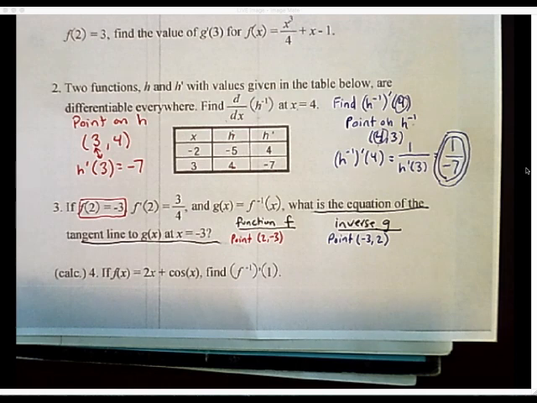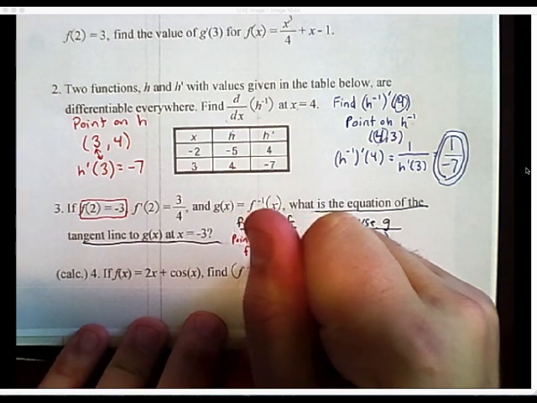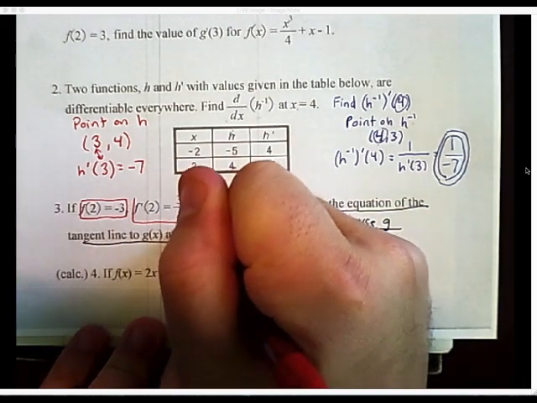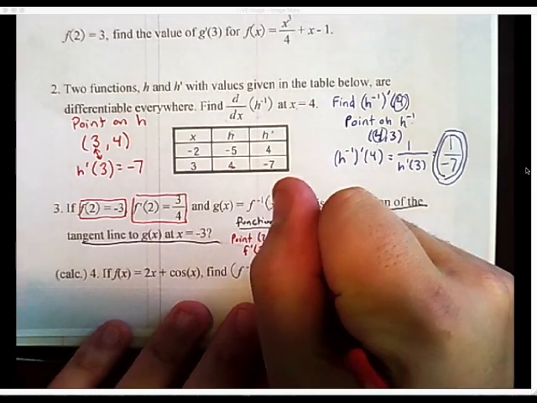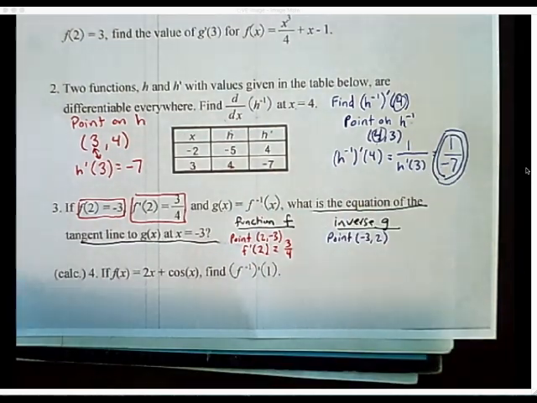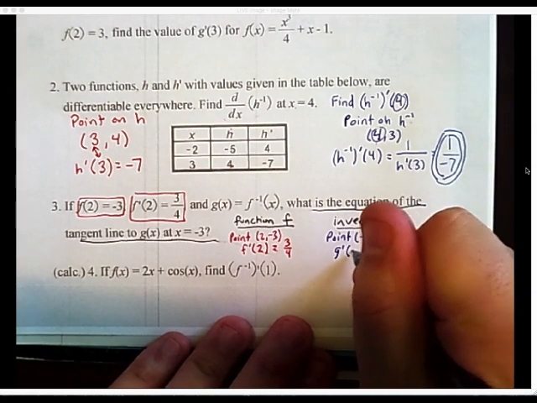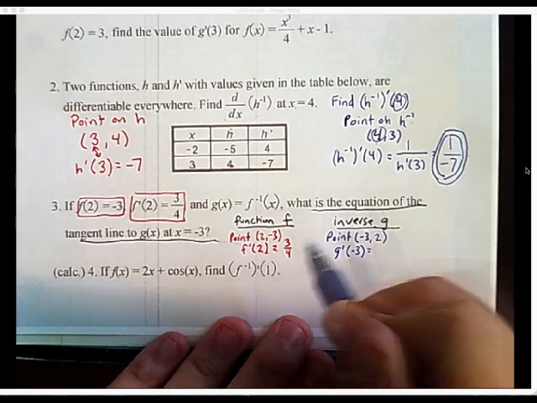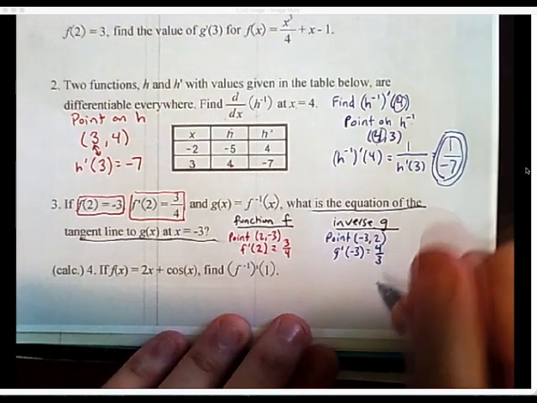Now, I do know what the derivative here is, f prime of 2. It tells me that here as well. It says that's 3/4. So if I want to figure out g prime at -3, again, the same x value, it would be the reciprocal to 3/4, which is 4/3.